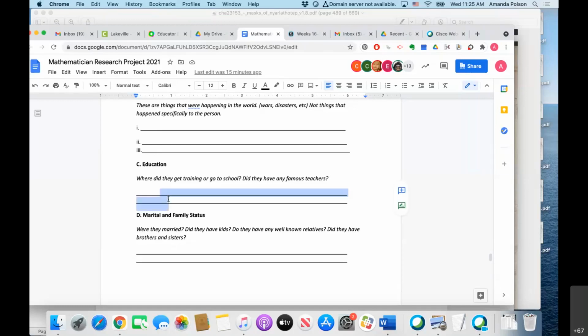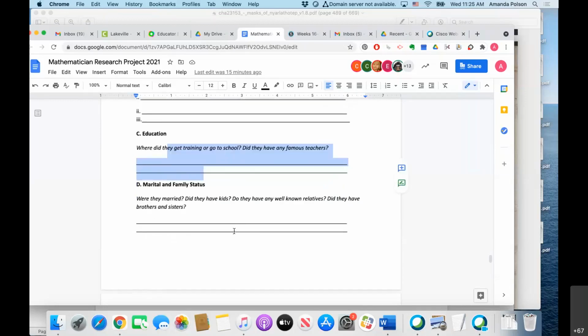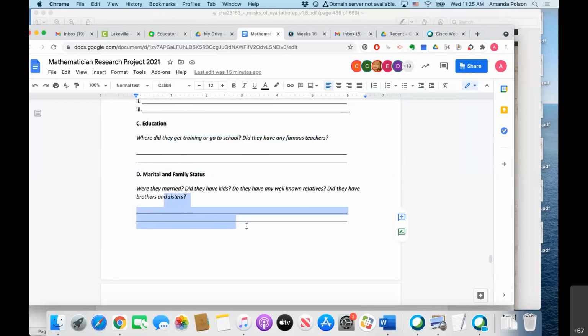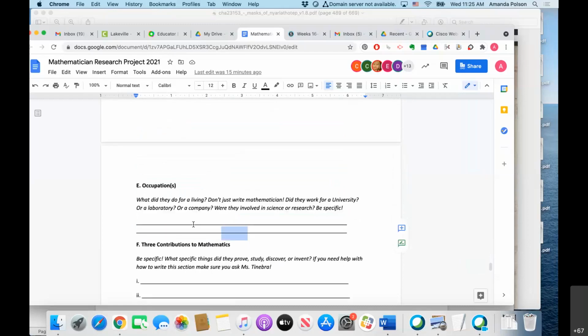The education is where did they go to school? This would be like their college, their training, anything like that. Marital and family status, were they married? Did they have kids? And you see I have all of these little italics. Those are to help you remember what all of these things mean.